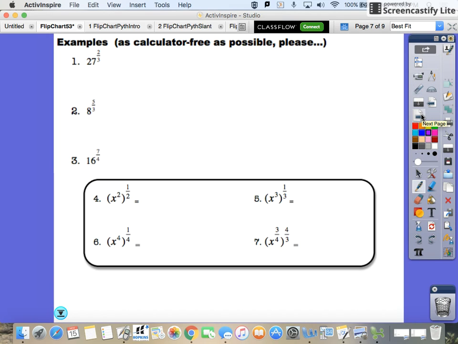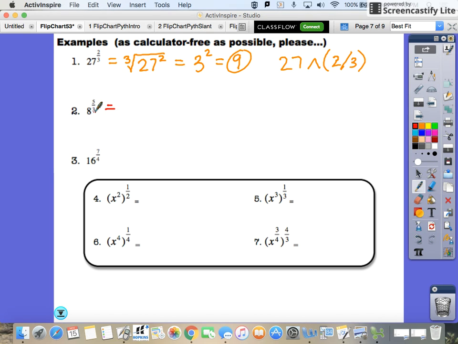If we look at a couple examples to practice rewriting, 27 to the power of 2 over 3 can be rewritten as the 3rd root, because 3 is on the bottom, of 27 squared. This part is able to be typed into a calculator, but the cube root of 27 is 3, and that would be 3 squared, which is 9. In your calculator, you would type in 27 caret parenthesis 2 divide 3.